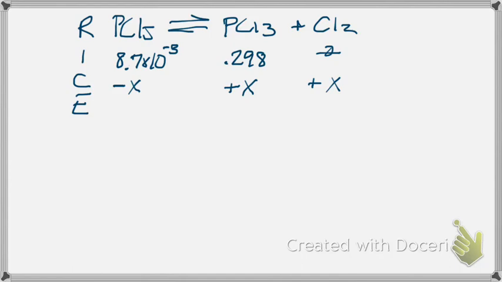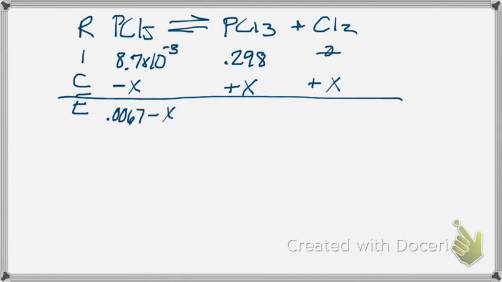Okay? So at equilibrium, that's what the E stands for. At equilibrium, we're going to have 0.0067 minus X. Where did you get that number from? I mean 8.7. Yes, I do.